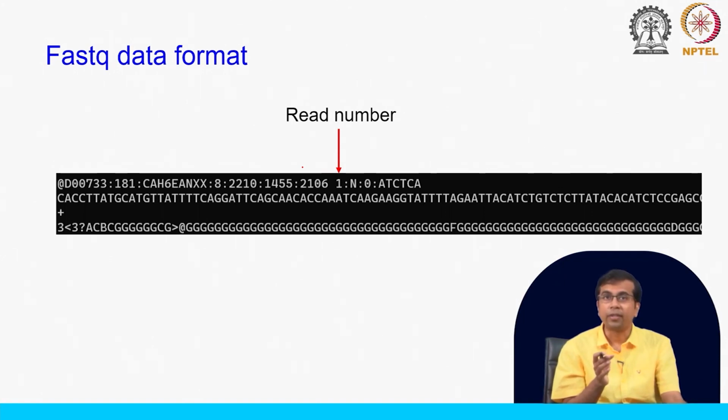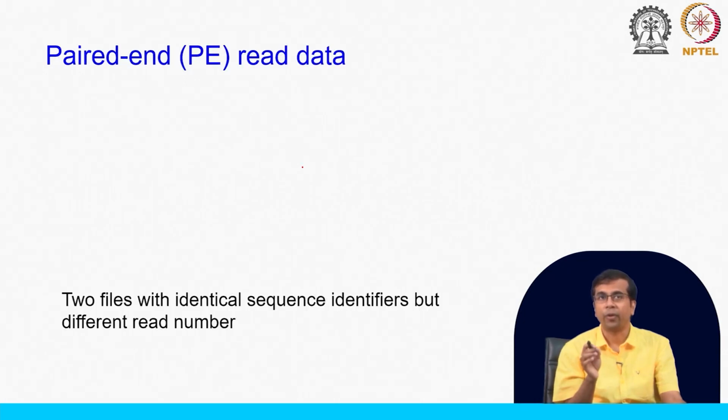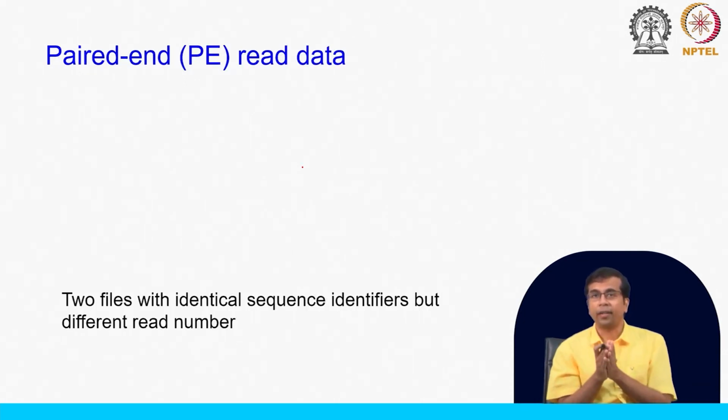And this means for paired end data you can have this number 2 as well. In paired end data, you can do paired end sequencing on the Illumina platform, right. So you get two FASTQ files which will have exactly identical sequence identifiers, but they will have different read numbers. Rest of the things will be exactly the same because they are coming from the same flow cell, same location, same time, same machine. Only the read number will be different.